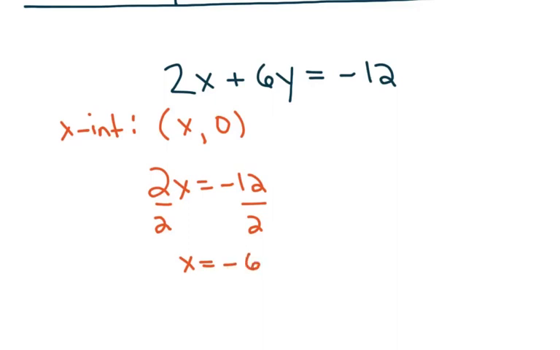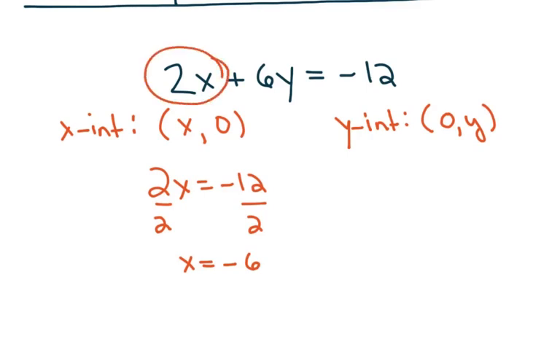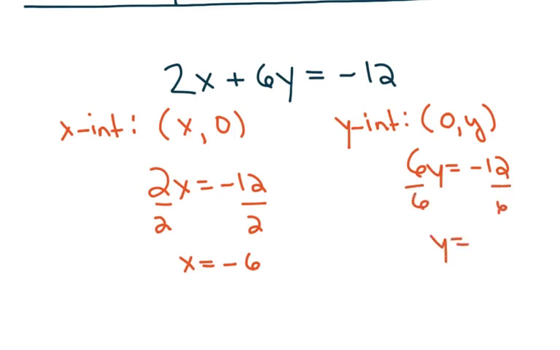And then to find the y-intercept is always going to be the ordered pair (0, y). That means x is 0. So to find the y-intercept, you plug in 0 for x, but 2 times 0 is 0, so it basically makes that term go away. So you're left with 6y equals negative 12. Divide by 6, and you find out that y is negative 2.